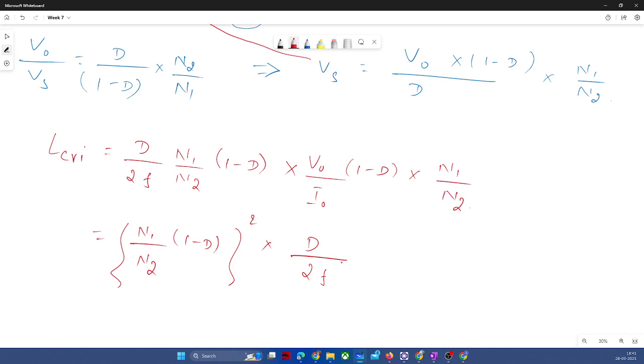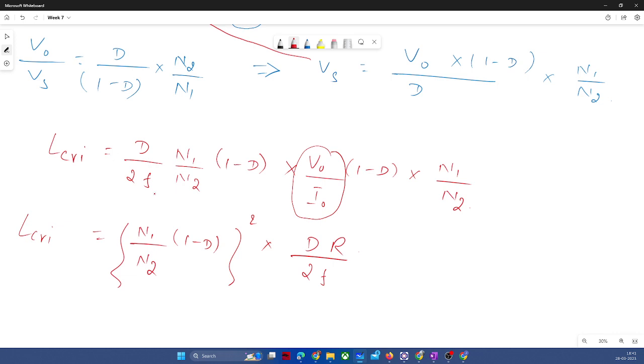Okay, so d by 2f, and this v naught by I naught would be r. So this r will be here. So that's all. That is the value of our critical inductance.